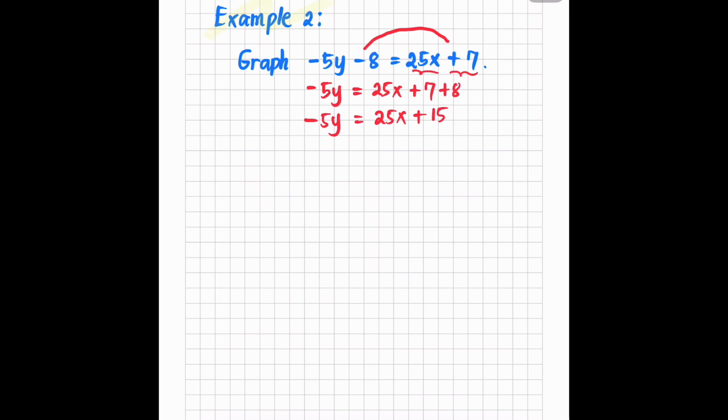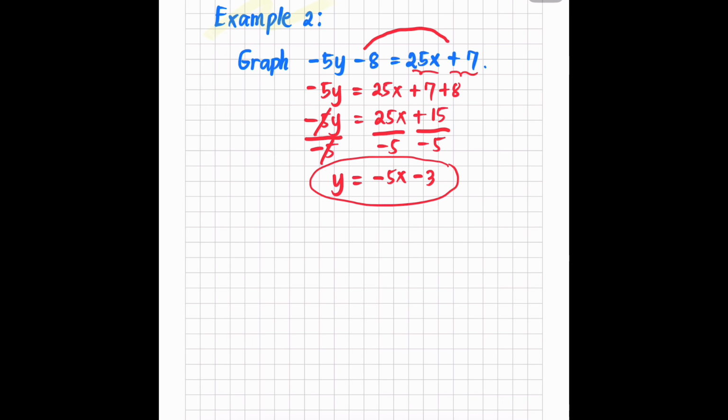Now, from here, we can see that it's not yet written in slope-intercept form. So what we need to do is divide all the terms by -5. And you have, cancel this one. So you have y equals 25x divided by -5 is -5x. Positive 15 divided by -5 is -3. So this is now the equation in slope-intercept form, and it will be easier for us to graph.